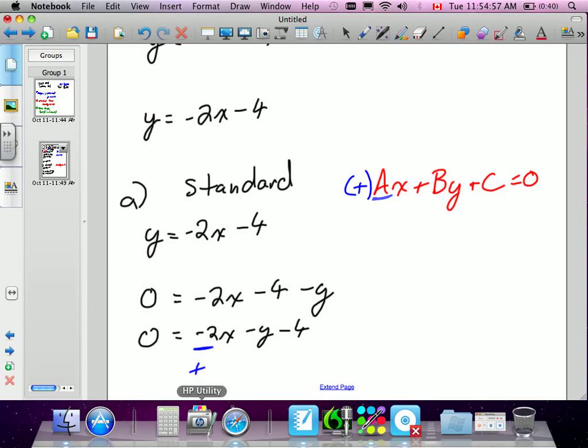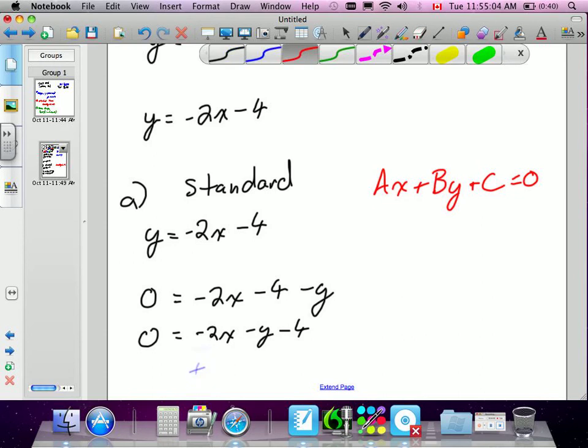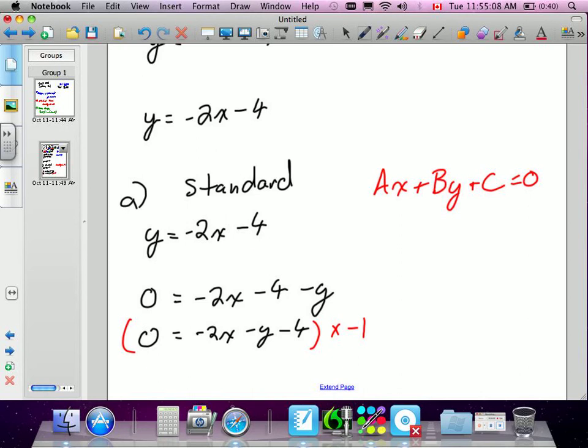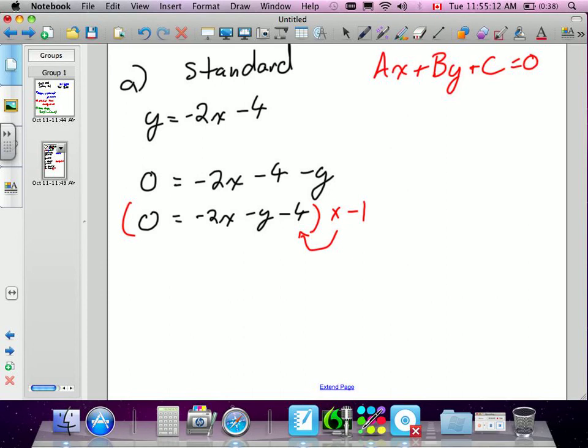If I multiply this entire equation by negative 1, okay? If I multiply every number in the equation by negative 1, so I'll be times negative 1, times negative 1, times negative 1, and times negative 1. Whatever I do to one side, I have to do to the other in an equation. This is fine. What's 0 times negative 1?